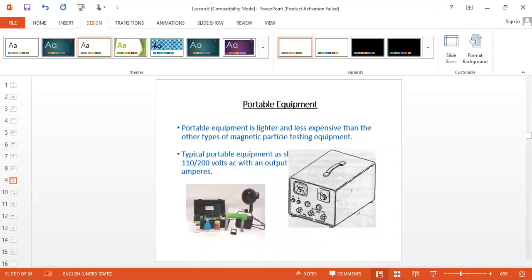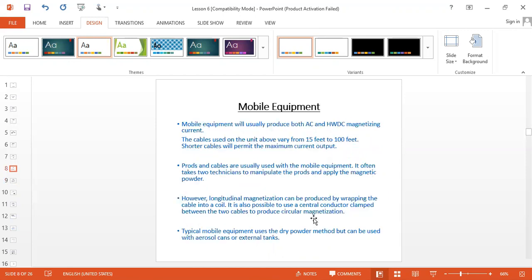Now, sometimes the castings are there. So for casting we have to use prods, because a bigger casting is sometimes difficult for headshot and coil shot. So we can use the prod method, because yoke is not as sensitive a method as compared to prod. All of you already know prod is a direct method, meaning we are sending current directly to the job. So sensitivity will be high in case of prod.